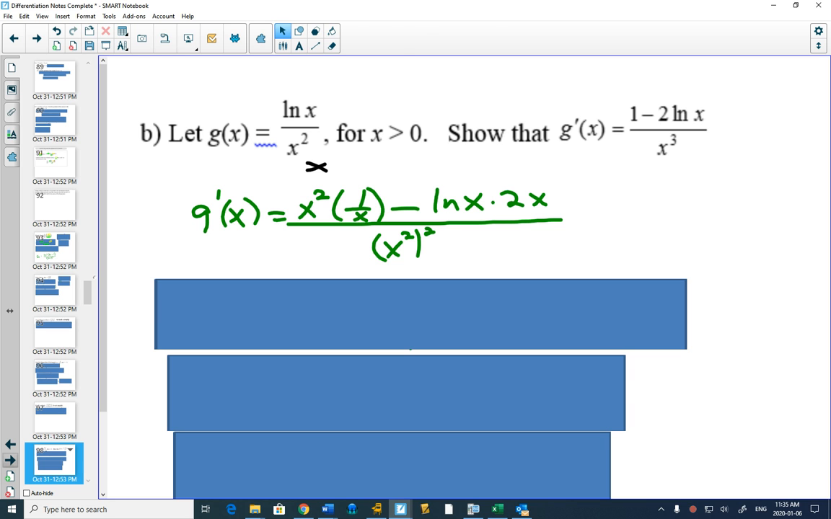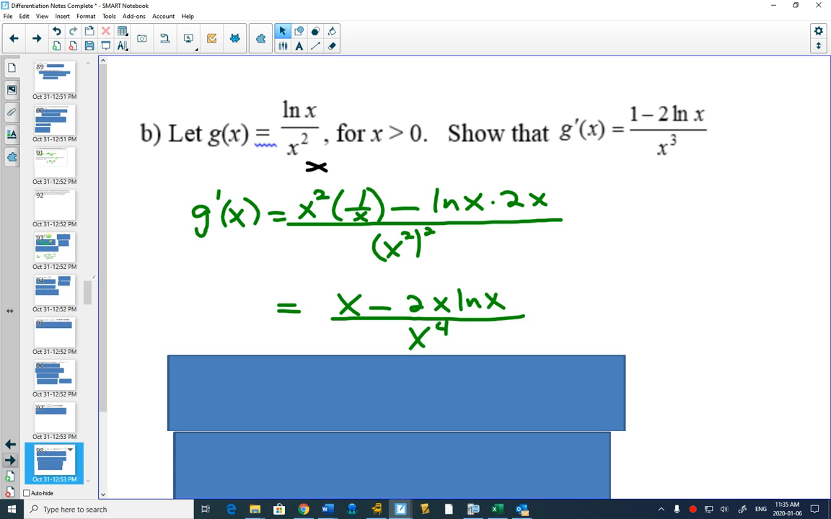This is a G without the little loopy. It's kind of Q-ish. There we go. And so there's our derivative without it being simplified. Now we have to start simplifying things.